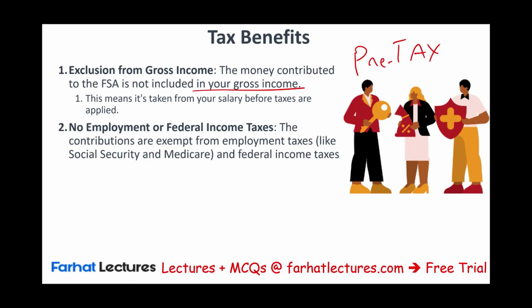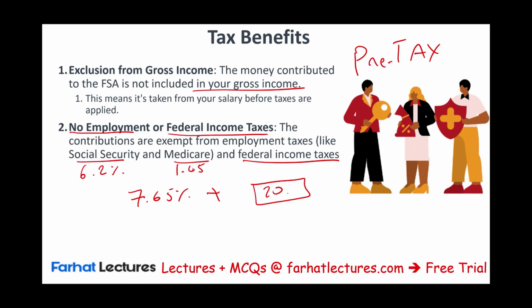Now, bear in mind, it's not only federal taxes, also employment taxes. The contributions are exempt from both employment taxes like Social Security and Medicare, as well as federal taxes. So it's not only federal income tax. Also, you have Social Security and Medicare. Social Security is 6.2%. Medicare is 1.45%. So together, they will come up to 7.65% plus whatever your federal rate happens to be. If it happens to be 20% for the sake of simplicity, they're saving you 27.65%. So the tax savings will be 27.65%. And we will look at an example to show you how this works. But it's not only federal income tax, it's also Social Security and Medicare. It's excluded from that.